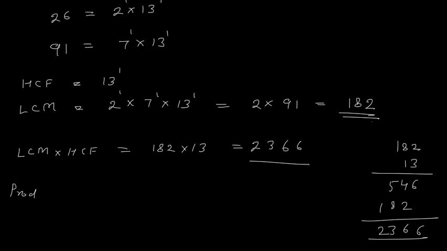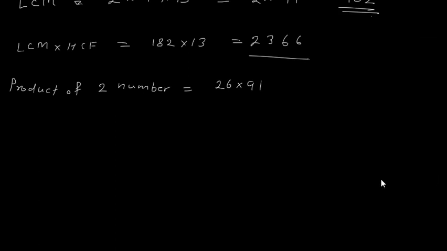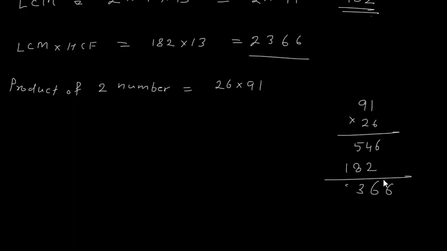And what is the product of the two numbers? Product of two numbers. So here our numbers are 26 and 91. So we multiply this 91 by 26. So 91 into 26. 6 1s are 6. 6 9s are 54. Then 2 1 is 2. 2 9s are 18. This is 6, this is 6, this is 3, this is 2. So the product of the two numbers is also 2366. Consider this as equation 1 and consider this as equation 2.